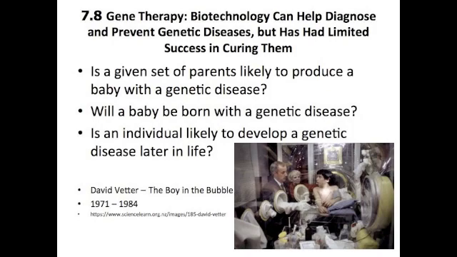Screening for genetic disorders generally focuses on 3 distinct scenarios. 1. Is a given set of parents likely to produce a baby with a genetic disease? Many genetic diseases occur only if an individual inherits 2 copies of a disease-causing gene, one from each parent. This is true for Tay-Sachs disease, cystic fibrosis, and sickle cell anemia, among others. Individuals with only a single copy of the disease-causing gene never fully show the disease, but they may pass on the disease gene to their children.